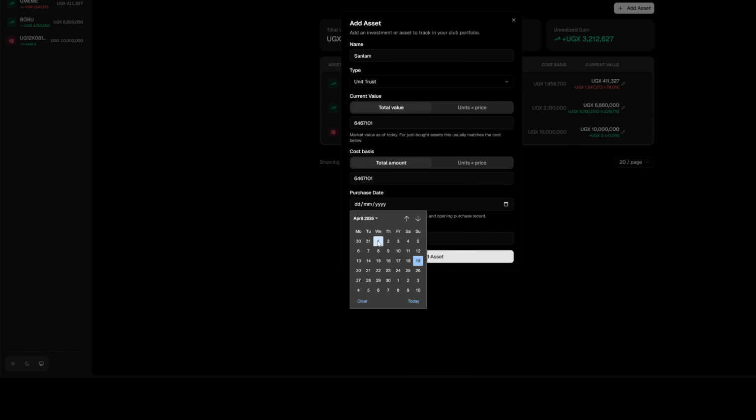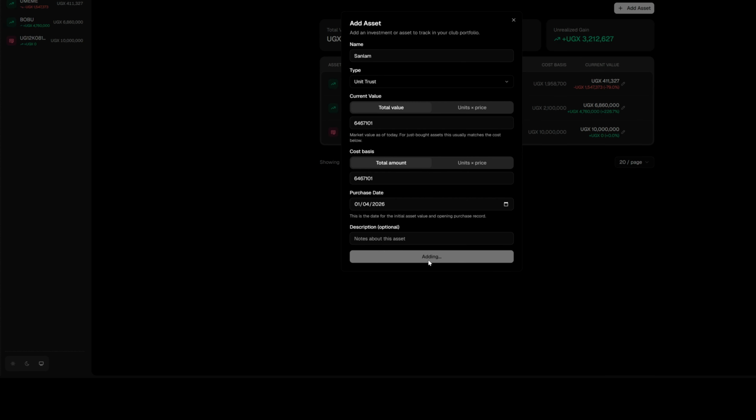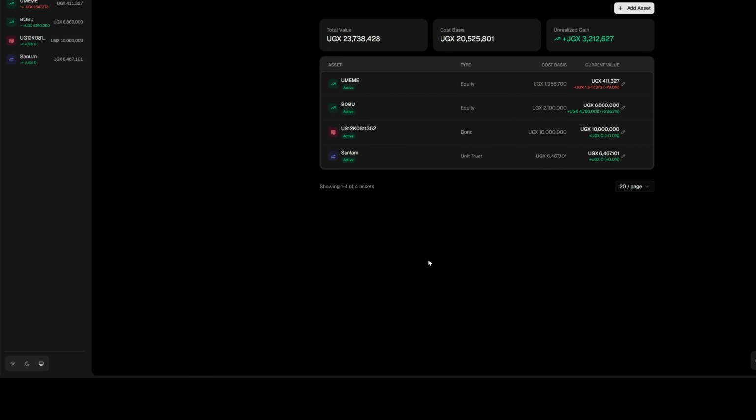So let's say that was at the beginning of the month. And then I'll add asset. Let's say that later, between the beginning of the month and today, the club adds more money into the Sanlam Unit Trust. I'll go to edit the asset.